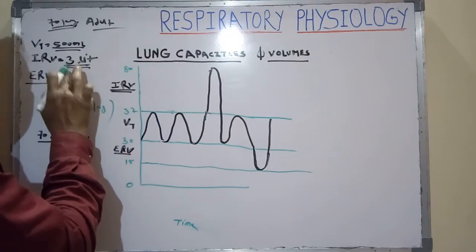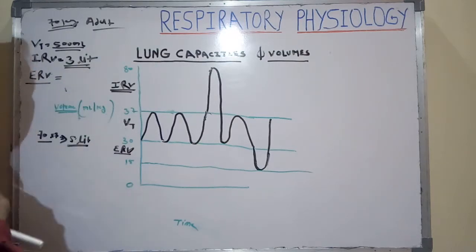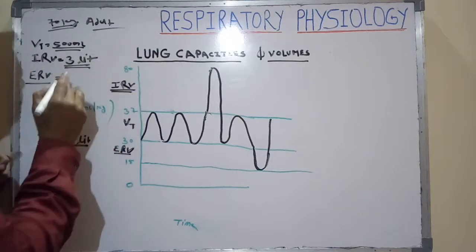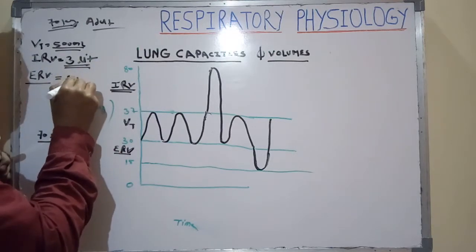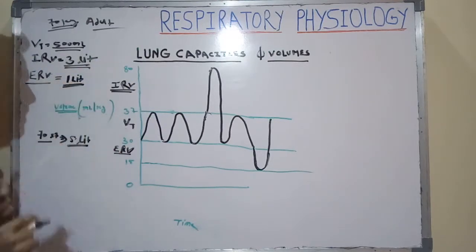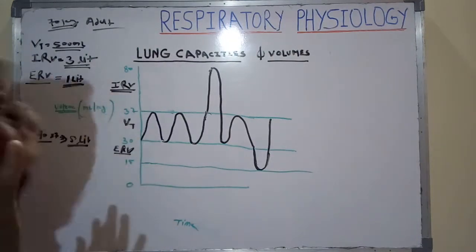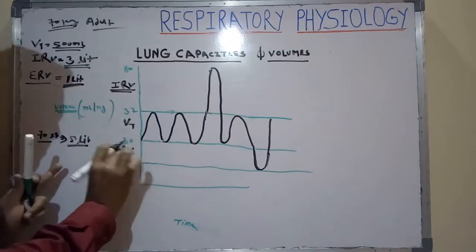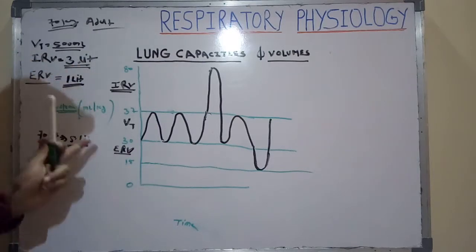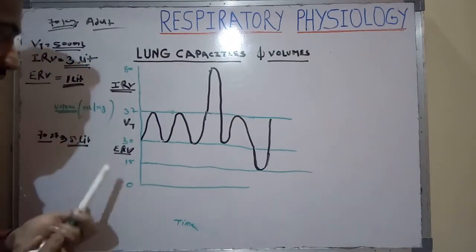So it is about 1 liter. The value is about 1 liter. Actually it is 1100. It is rough values. So it is 1 liter, fine. It is 1100. 1 liter to 1100, but I am writing here 1 liter. We are calculating in ml per kg. Okay.